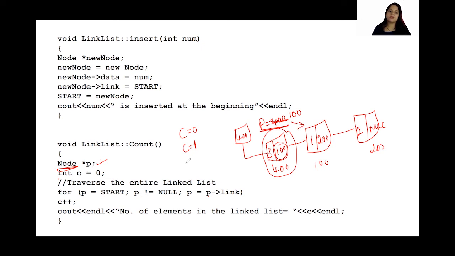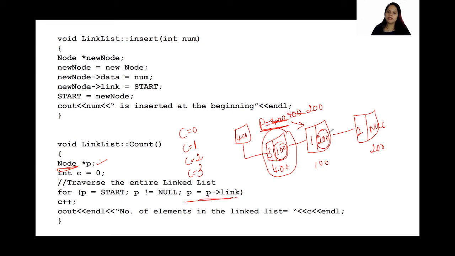Again, I'm going to increment my counter and I'm going to say p is equal to p link again. So what is there in my p link? I have 200. So p is going to have 200 now. Again, I'm checking if p is not equal to null. No, it is not equal to null. Then what I'm going to do? I'm going to increment my counter to 3, right? And then I'm again saying p is equal to p link.